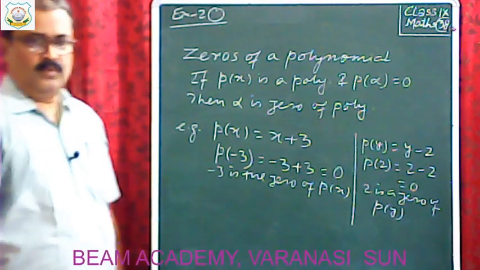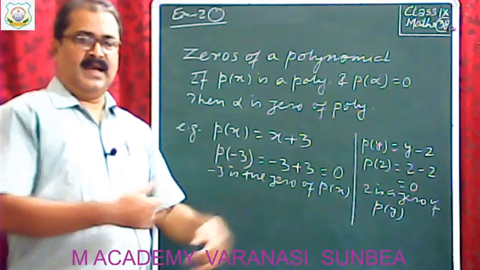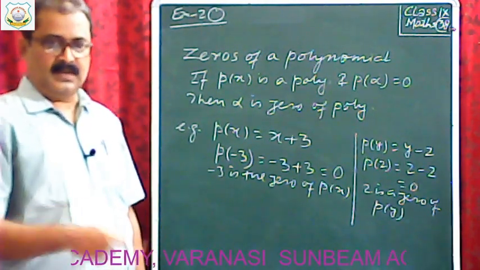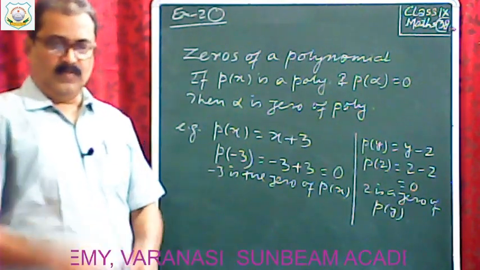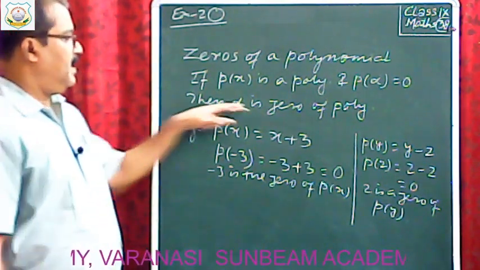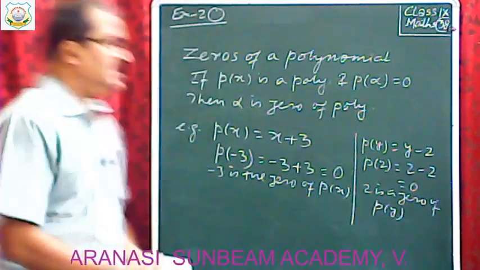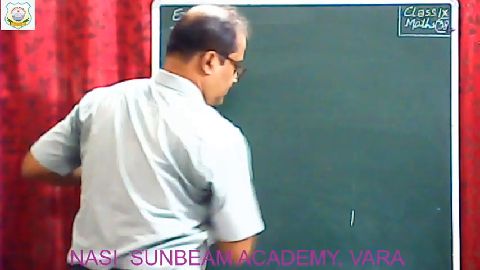So 0 of polynomial means what? If p(x) is a polynomial and p(alpha) equal to 0, that is, in place of x if we put alpha, and after calculation and simplification we get the entire value of the polynomial as 0, then alpha is the 0 of the given polynomial. Okay, so let's see the questions from the exercise.